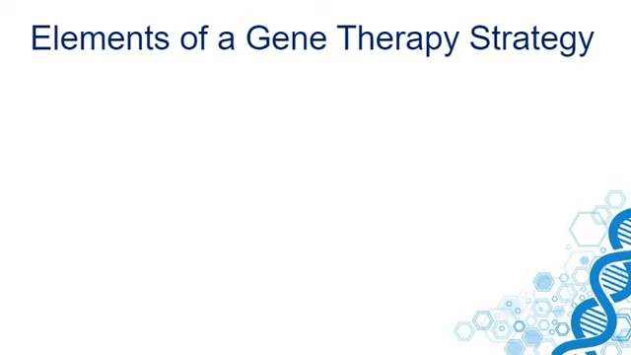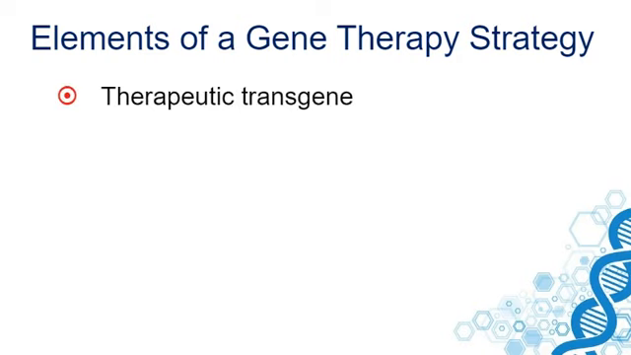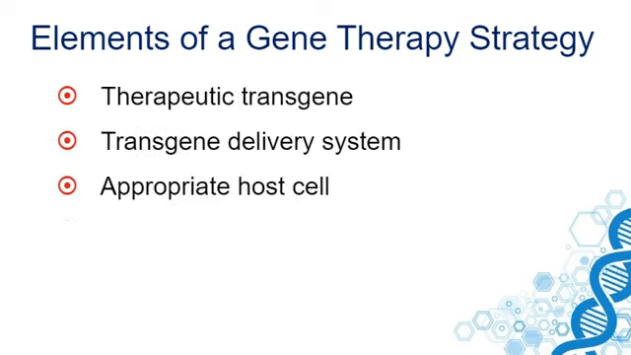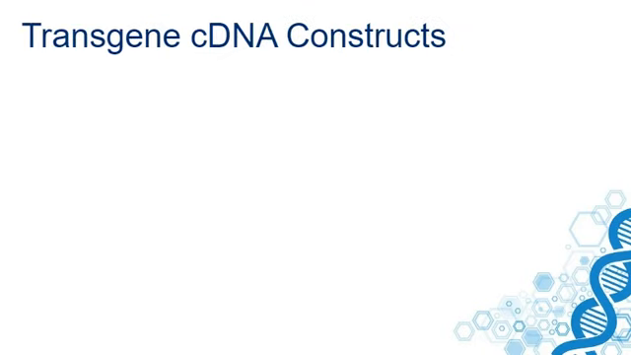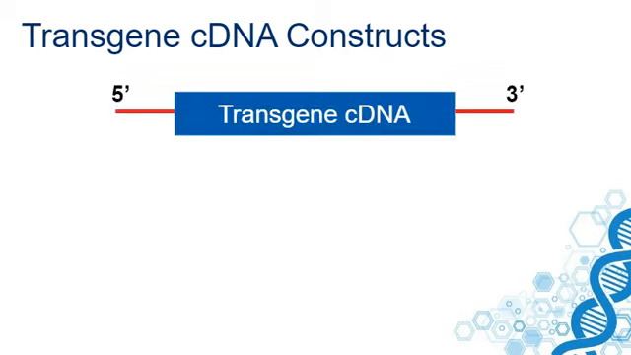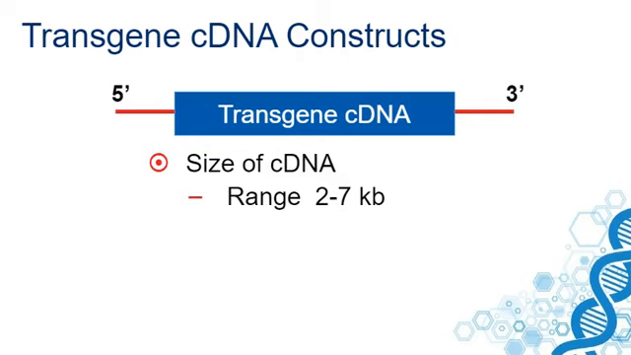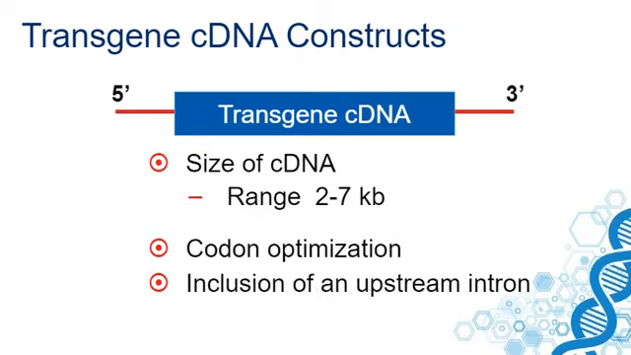They're listed on this slide here. I'm going to talk about the therapeutic transgene, a delivery system, an appropriate host cell, and then measurements, outcome metrics for expression of the transgenic protein. So what does the transgene cassette look like? It usually contains a coding DNA sequence or a cDNA sequence which is lacking introns. Most of those cDNAs are somewhere in the range of 2 to 7 kilobases in size. And I'm going to talk about two ways in which you can alter the coding sequence on a subsequent slide.